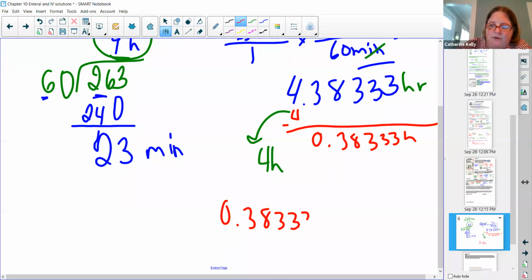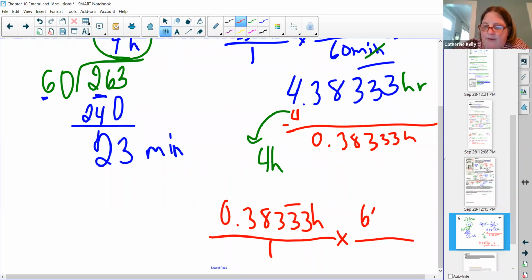0.38333 hours. It's still in your calculator. We're going to change it to minutes. So times 60 minutes in an hour. And it'll give you that. So if I take away the 4 and then multiply it by 60, I have 23 minutes.